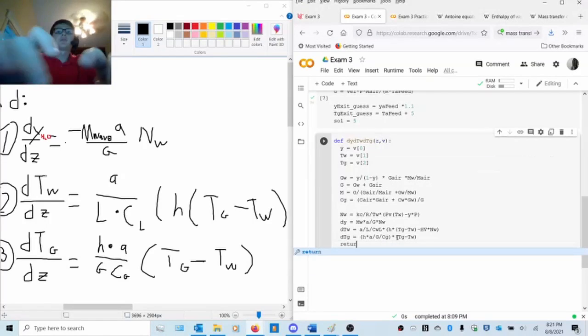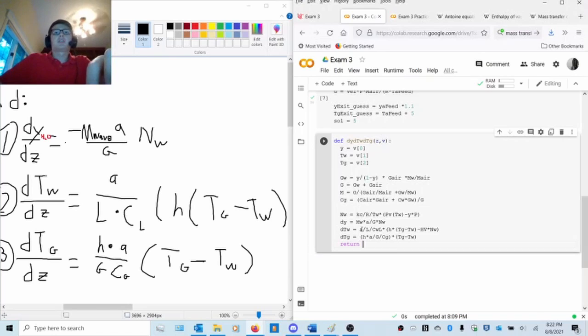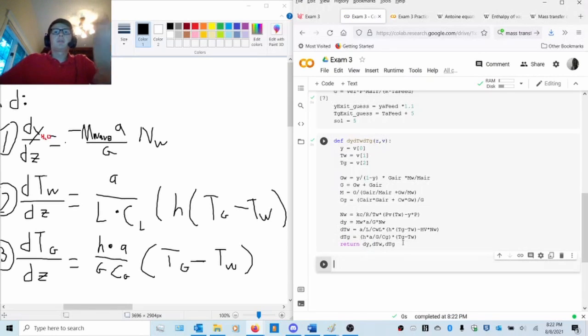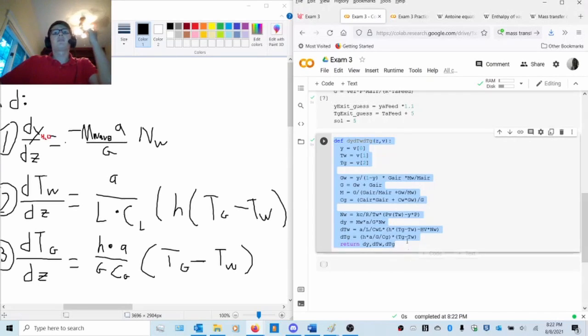So then this function needs to return something. And this function is actually, we're going to have it return the dy, the change in water temperature, and the change in temperature of the gas. So if we were to go ahead and run this, it wouldn't give us any errors, but also wouldn't give us any results. And that's because it doesn't really know what length to evaluate this for.